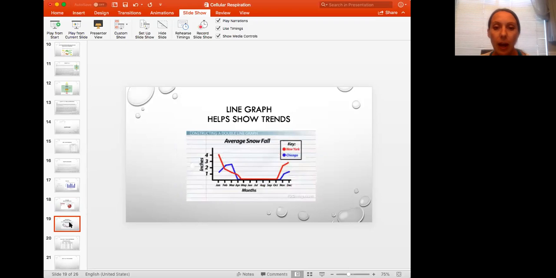A line graph helps to show trends. Here we're looking at average snowfall between two different cities over time. Again, it gives us a visual representation of lots of snow in New York in January, and then you can see it drops off for both of them, and then it goes back up. So it's showing trends over time.